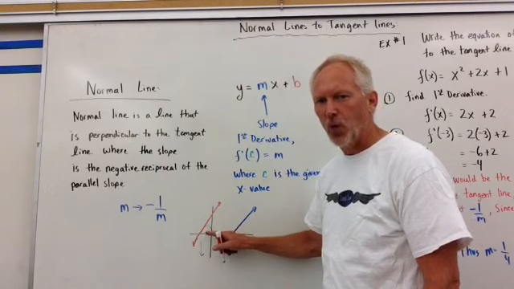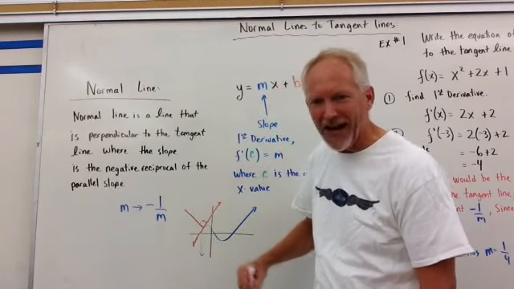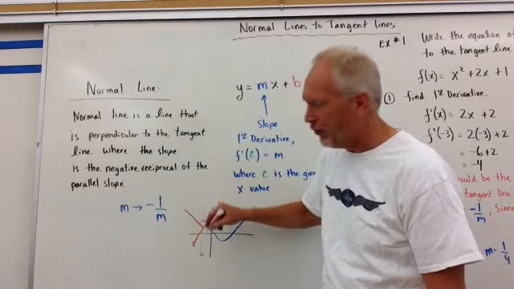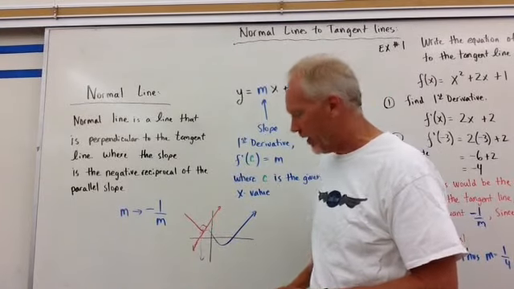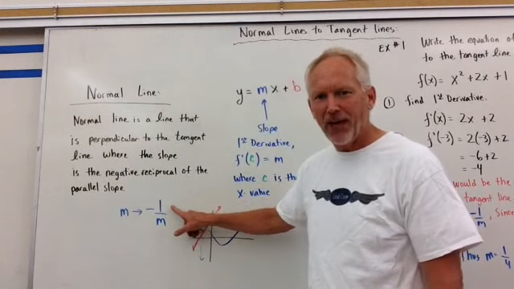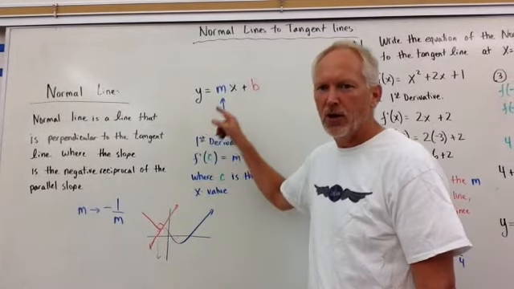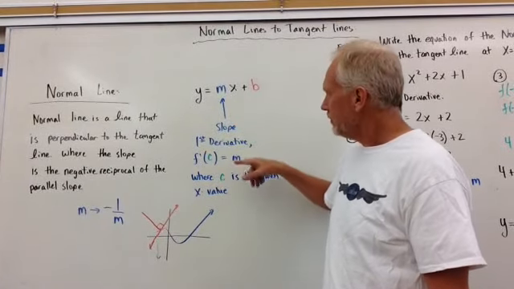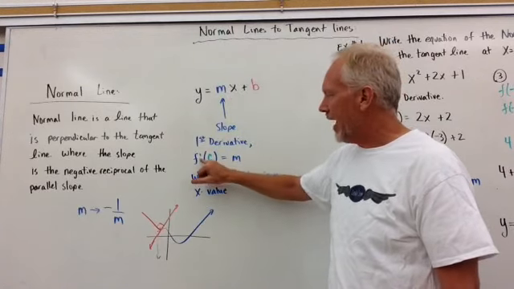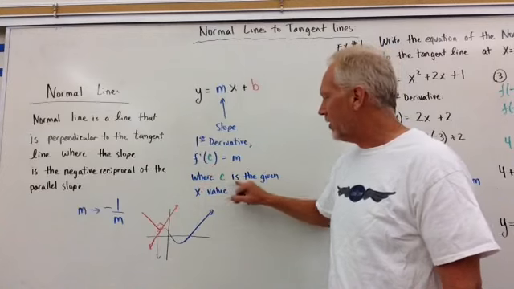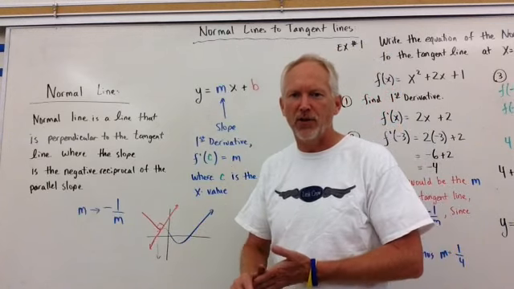Now, in order for us to find the normal line, we want the perpendicular line, and that will create a 90-degree angle. So we are looking for that normal line that comes in perpendicular with the tangent line. In other words, we need the negative reciprocal of our m value that we find. So in the equation y equals mx plus b, our m is given by the first derivative. And f prime of c, where c is the given x value, will give us the value of the slope.